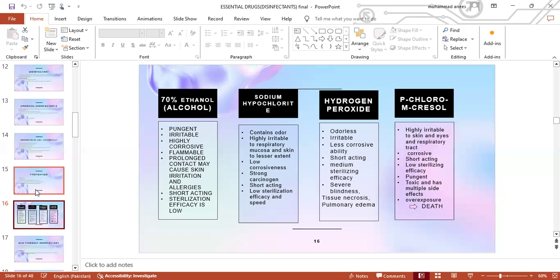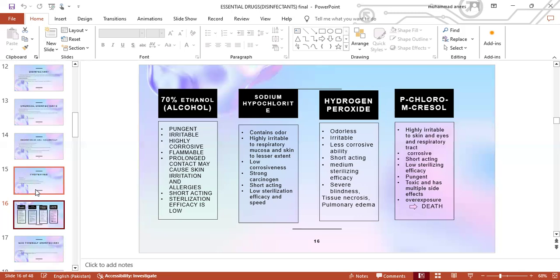Hydrogen peroxide is odorless, but it is irritating to skin and mucosa. It has less corrosive ability as compared to the other disinfectants. The duration of action is also short, so frequent applications are required to achieve maximum sterilization. It has medium sterilizing efficacy. However, in terms of drawbacks, it has the tendency to cause severe blindness when it comes in contact with eyes. It can cause tissue necrosis, or it can cause pulmonary edema in case of prolonged exposure.